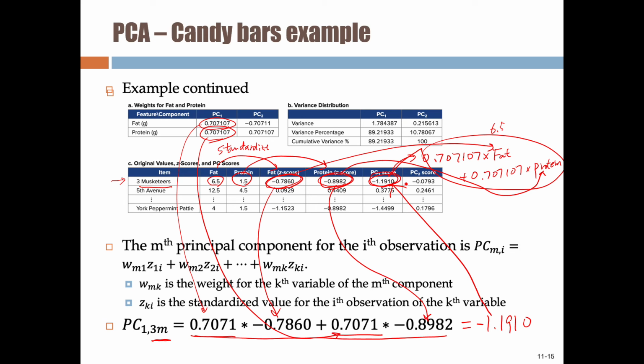So instead of using fat and protein, we can use PC1. And we can do the regression using only one variable. We can use both of them, but still, we can use a new predictor, an independent variable.